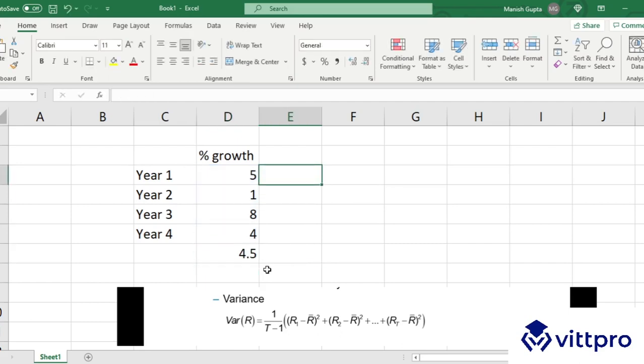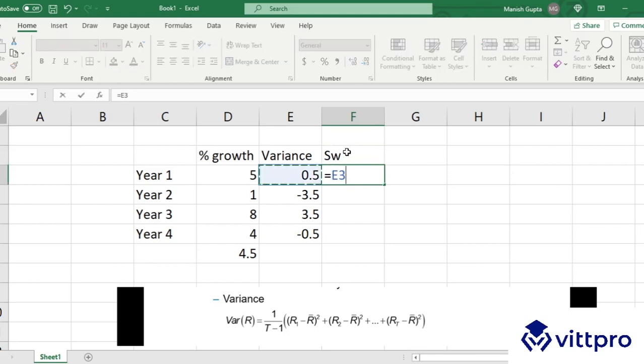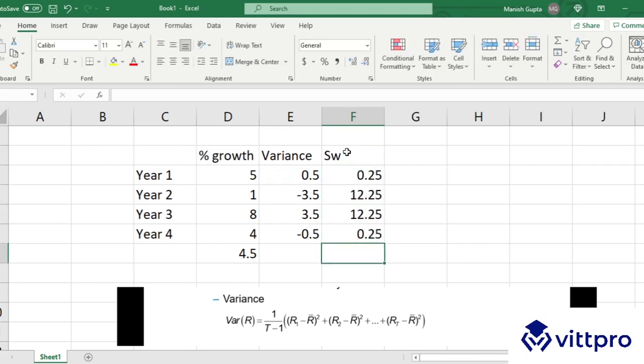The next step in calculating the variance is to take each R minus the average, and the second step is to take the square of it. You see in the formula you have R1; R1 is 5, minus the average. So you calculate R minus average, R minus average, R minus average, R minus average, and then you calculate the square of it. Basically you need to multiply each by itself, and then take the sum of it and divide by T minus 1.